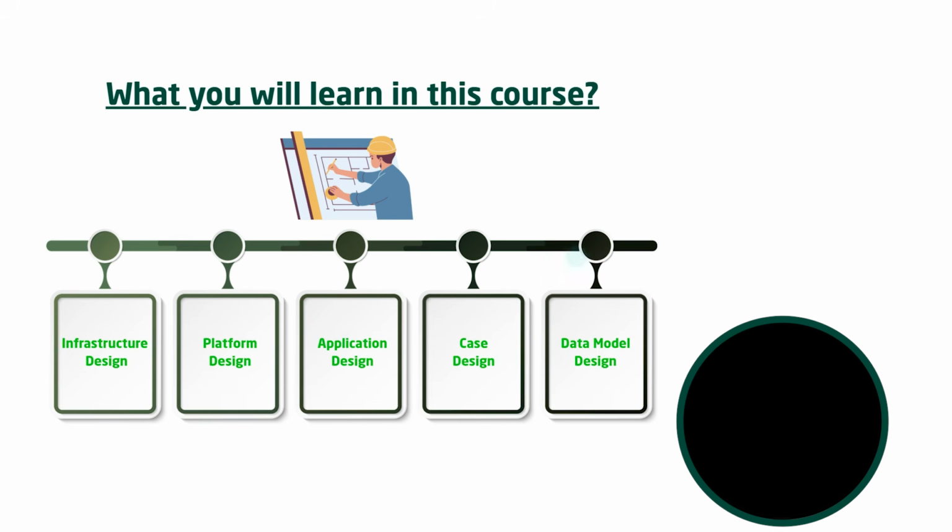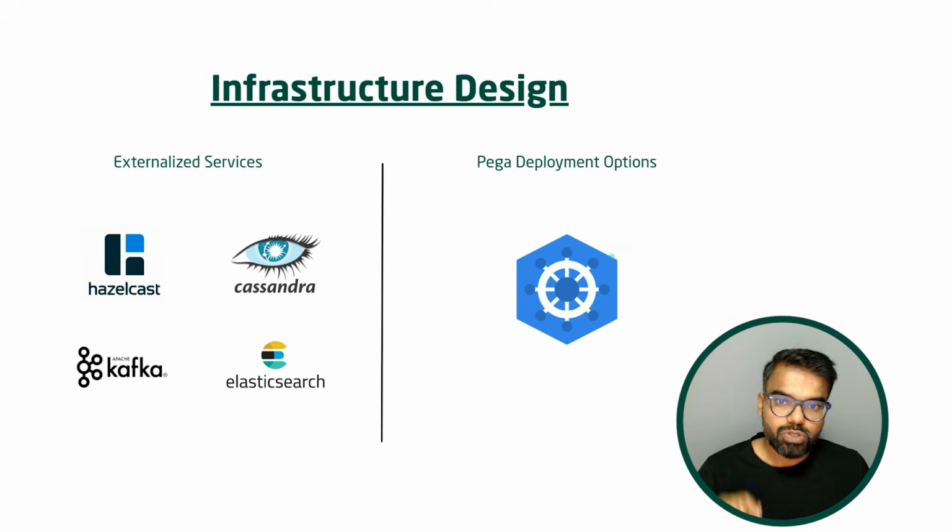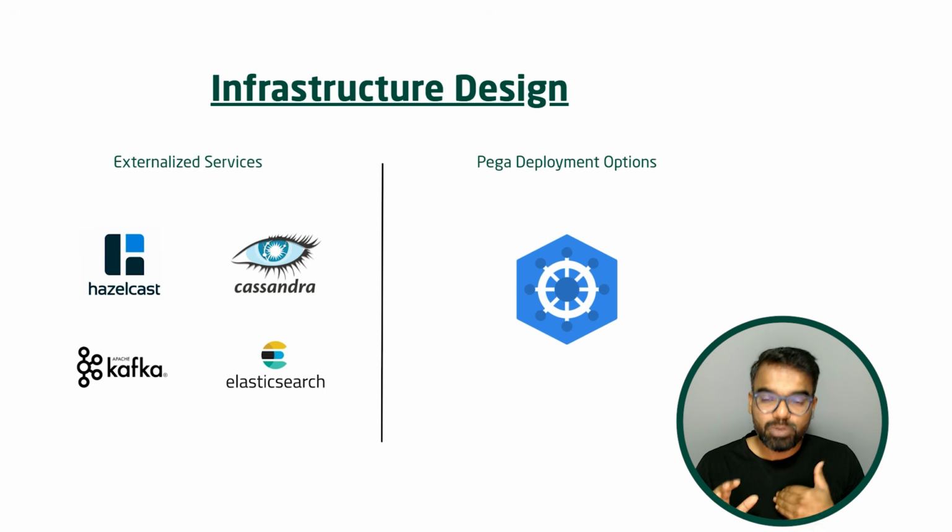Okay, now what is the content for this course? What will you learn in this course? This core design course, season 1, is going to cover 5 areas in total. It's going to start with the infrastructure design, platform design, application design, and then we'll go with the case and the data model design.